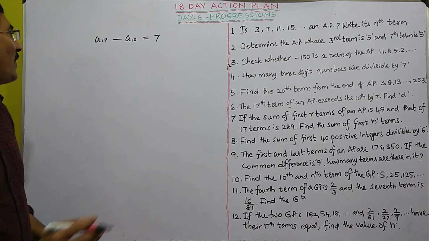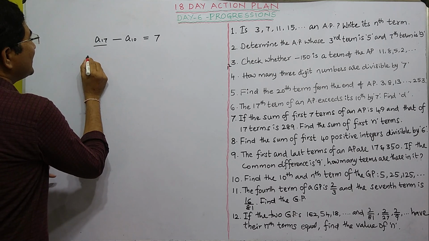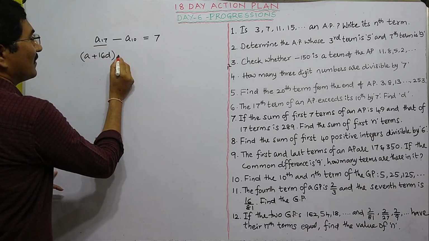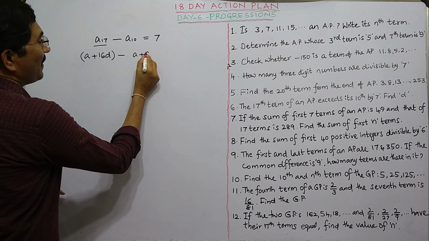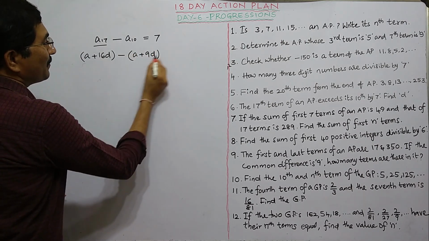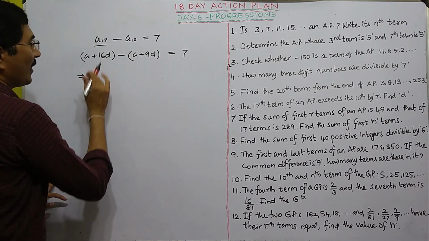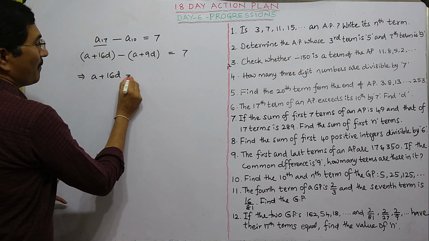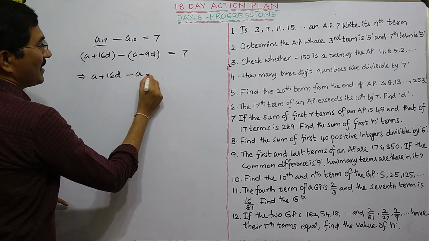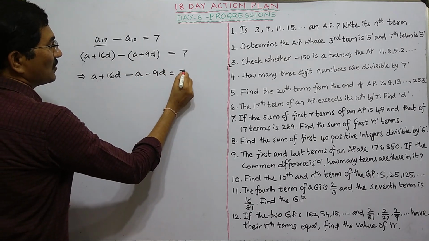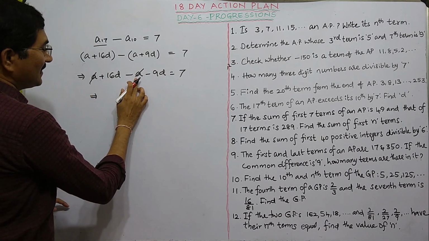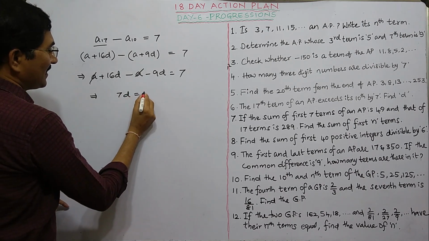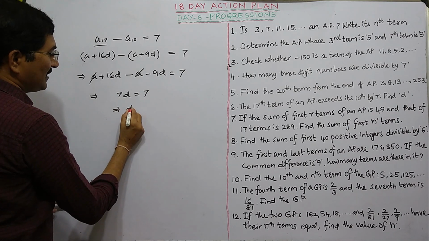Now, what is the d we have to find? So, we know a17 is nothing but a plus 16d. Yes or no? Then a10 is nothing but a plus 9d. Very simple. That is equal to 7. Now, on opening the brackets, it becomes a plus 16d minus a minus 9d is equal to 7. Plus a minus a get cancelled, and 16d minus 9d is 7d is equal to 7. This gives you d is equal to 1.